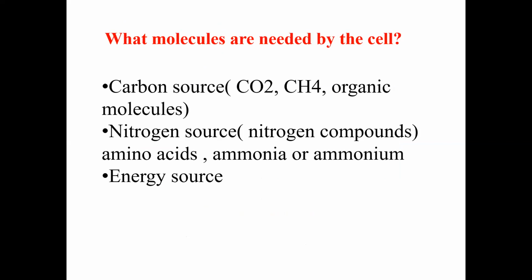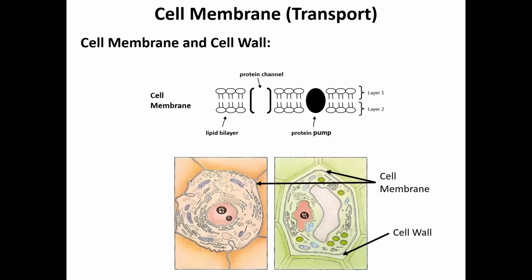Now, first of all, which type of molecules are needed by the cells? As we all know, microbial cells, plant cells and animal cells require a carbon source, organic molecules, some nitrogen sources like amino acids, ammonia, ammonium containing compounds, as well as some other compounds which act as an energy source. Now, something about the cell membrane.